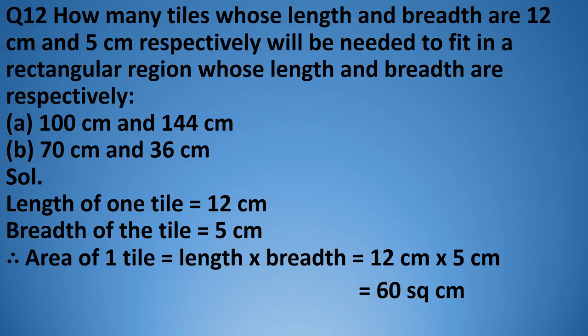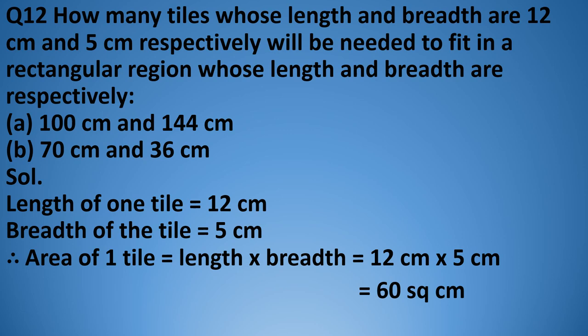Okay. So first of all we will find out the area of one tile, which will remain the same. Length of one tile 12 centimeter, breadth of one tile 5 centimeter. Length and breadth are different, so we will apply the formula of a rectangle. Area of one tile is equal to length multiplied by breadth, that is 12 centimeter multiplied by 5 centimeter. This is equal to 60 square centimeter. Okay, this is the area of one tile.